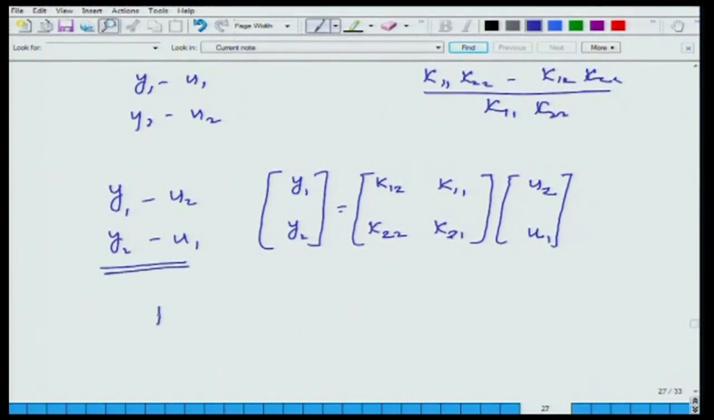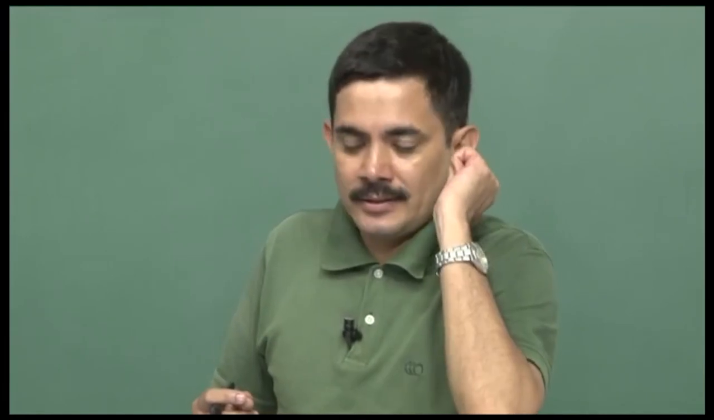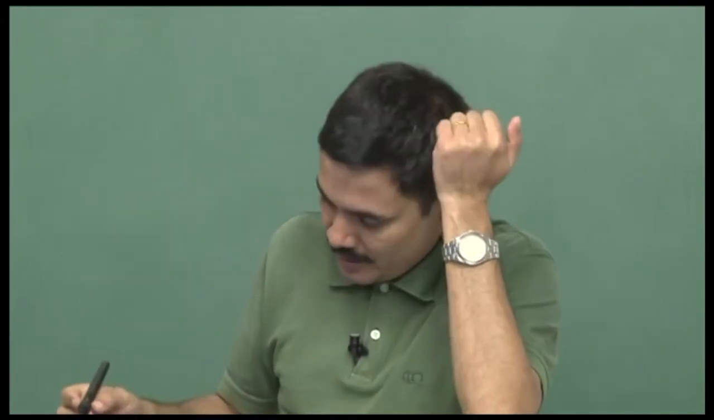For this pairing, the Niederlinski index would involve the determinant, which is k12 times k21 minus k22 k11, divided by the diagonal terms k11 k22. Do you see that the sign of the determinant has changed? Therefore, usually for a 2x2 system, one of the pairings would give you a positive Niederlinski index, the other pairing is likely to give you a negative Niederlinski index. What that means is one of the pairings can be integrally stable, the other pairing is guaranteed to be integrally unstable.